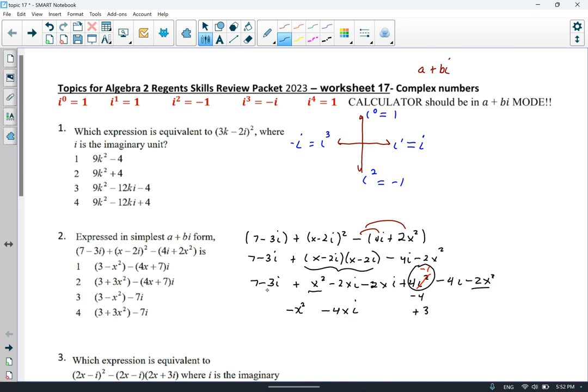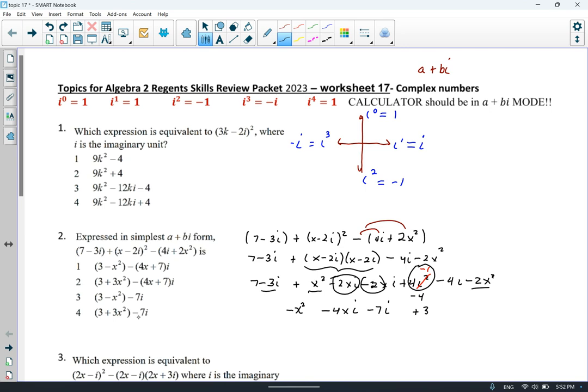Okay, that takes care of that. And I have -3i. I think I took care of this, right? Combine them. I guess I shouldn't cross them out. I just combine them. Negative 4i and negative 3i is negative 7i. Okay, now what do I do from here?